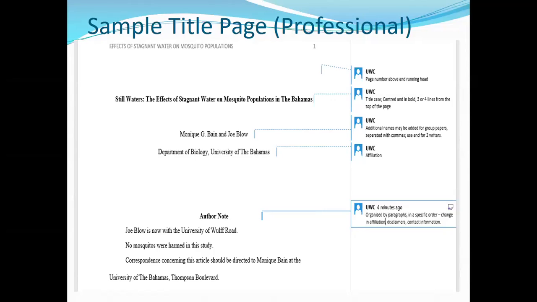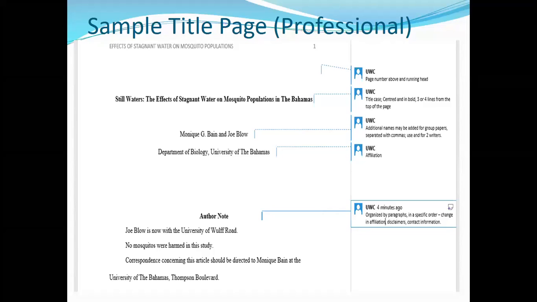And then again, the affiliation is listed, and we can see that the author note is pushed down a bit, and it's written in paragraph form. And so it's not centered like the title and the names are. It's actually indented paragraphs for each new line, okay? And there's a specific order that information is presented in the author note as well. So starting with, for instance, Joe Blow, who worked with me, is now with the University of Wolf Road. He is no longer with the University of Bahamas. So, people may want to know that.